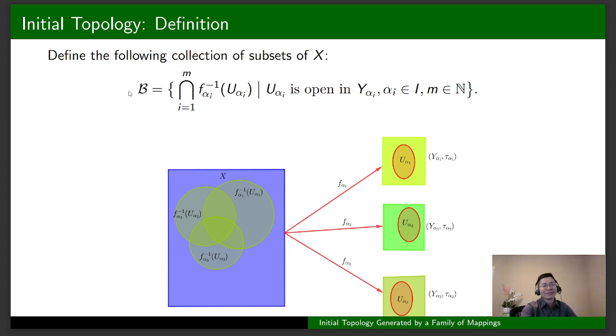So we define the following collection of subsets of X. Each element of B is a finite intersection of inverse images of open sets U in Y_alpha. And it turns out that B is a basis for the weakest topology on X such that every function f_alpha is continuous. We are going to see that in the next slide.